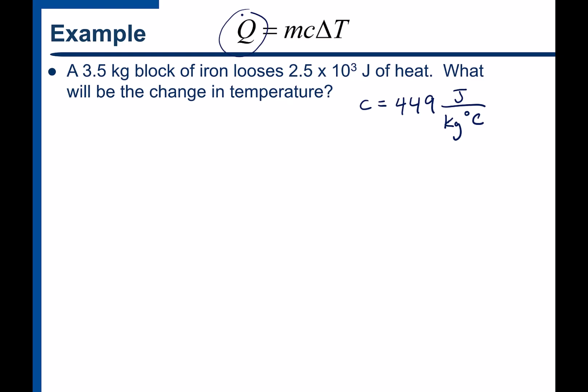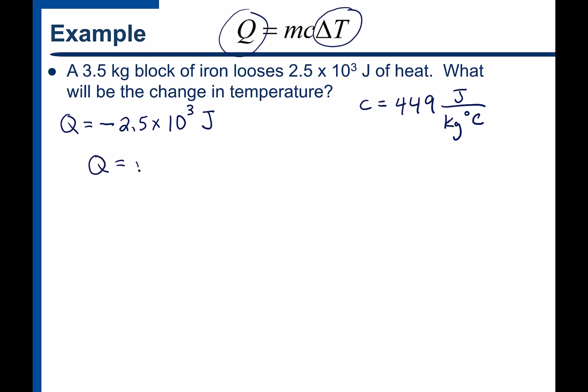We have to be a little bit careful about that. You'll notice that since it's losing that, we'd want to say that Q is negative 2.5 times 10 to the 3rd joules. And therefore, our delta T is going to come out as negative because it's losing temperature. You'll also notice that what we're trying to find is delta T. And so the first thing we're going to do is rewrite that equation algebraically for delta T. So let's do that part.